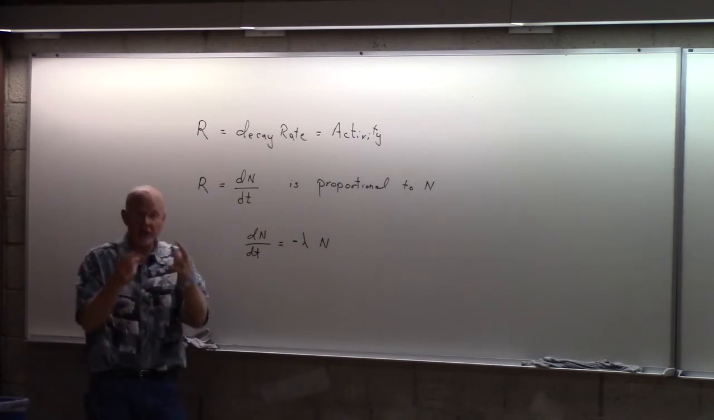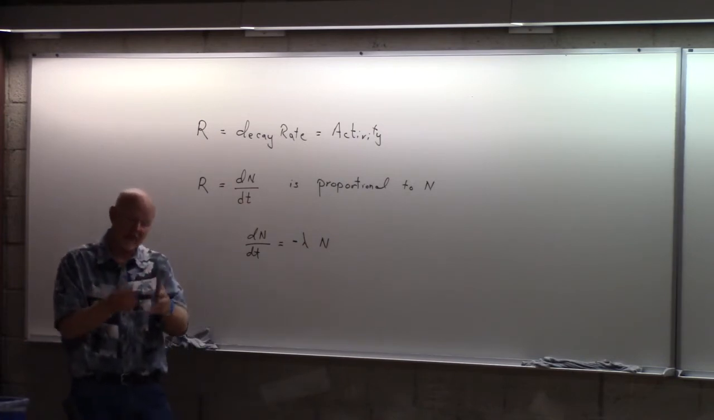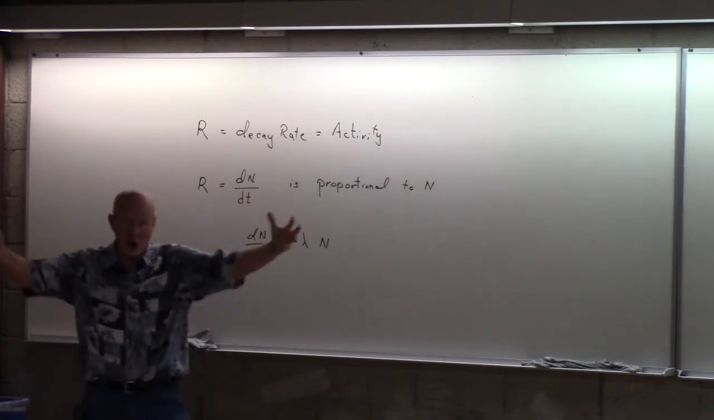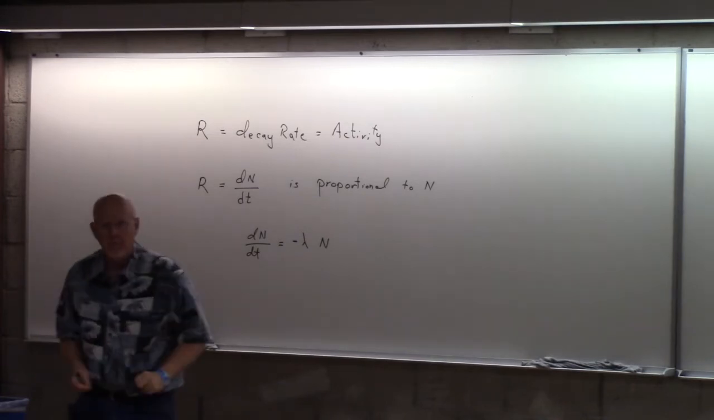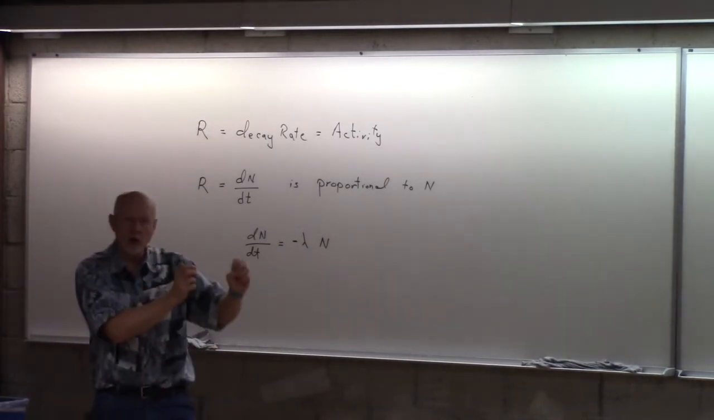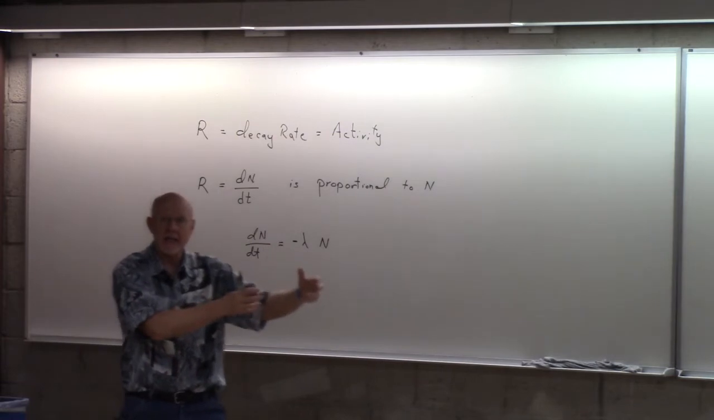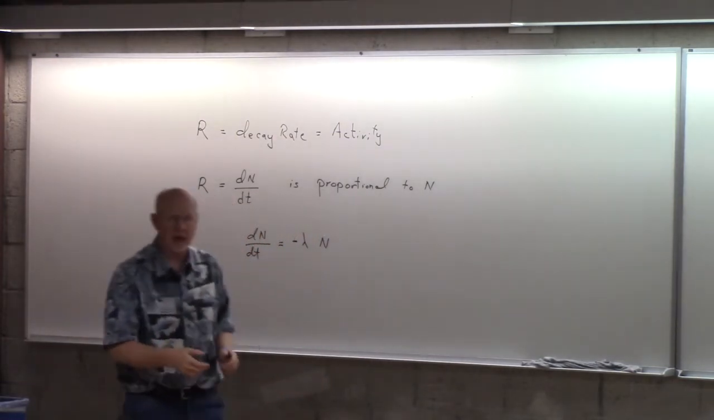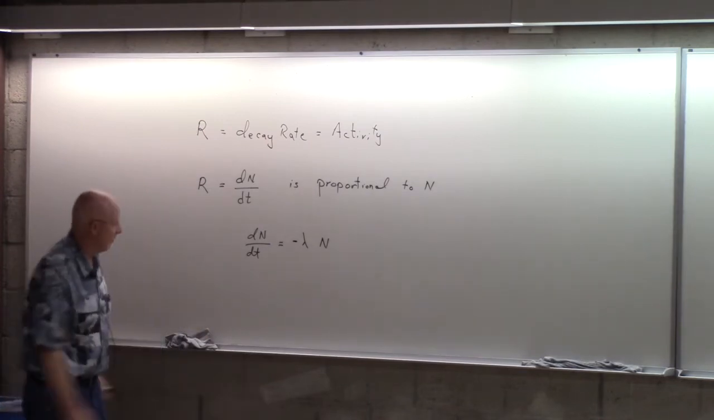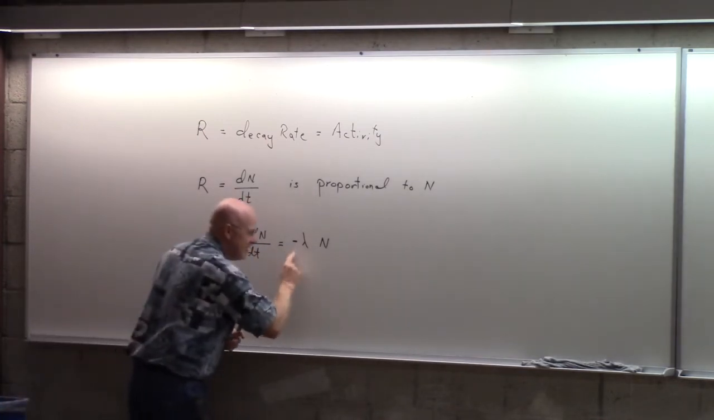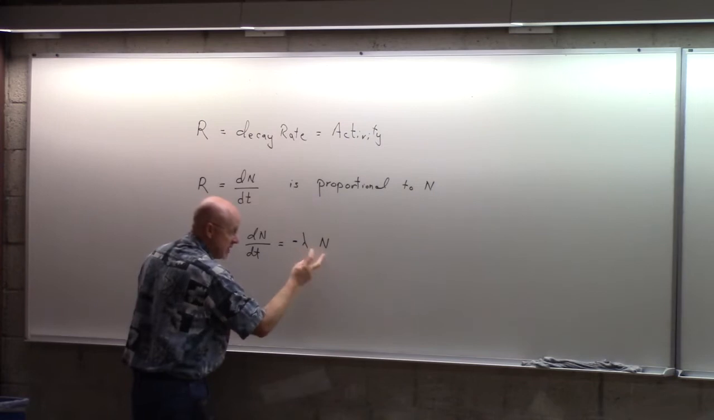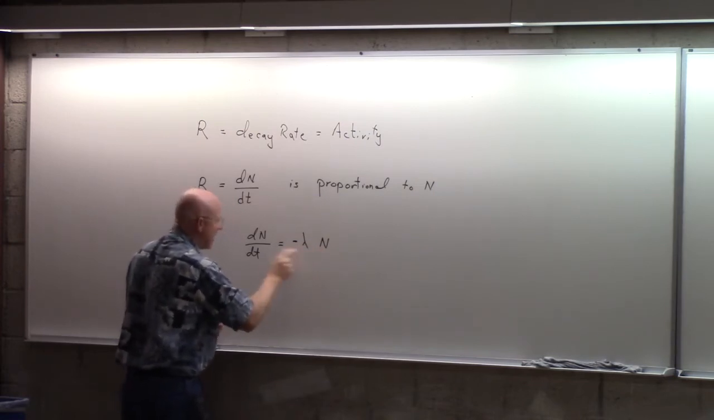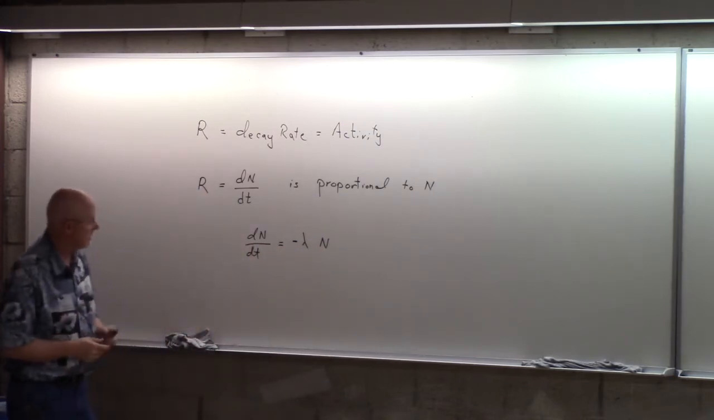In other words, the change in the number of atoms I have is negative. So if I start off with 100 billion, a little bit later I'm going to go down to 90 billion. In other words, it's a decay. It's a negative number. The change in the number is negative. So taking these two numbers as positive, then with a negative in front would indicate that this is a decay.